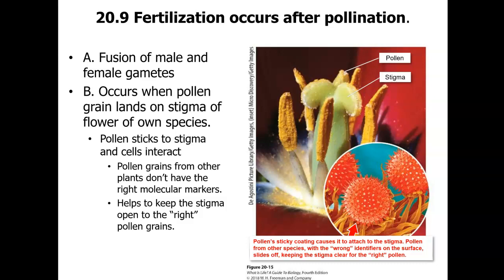Pollen grains from other plants won't have the right molecular markers, so they won't be able to enter in through that stigma or create that pollen tube that's going to be needed. And it's going to help to keep the stigma open for the right pollen grains. So it needs the proper molecular structure in order to even be brought in.